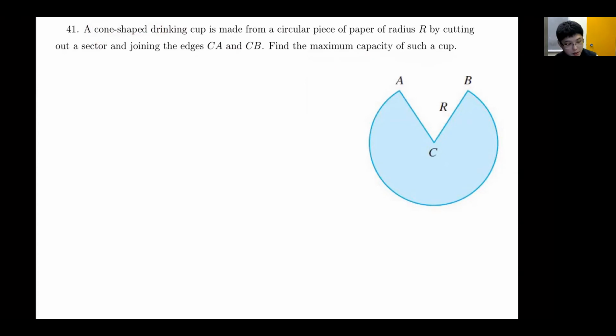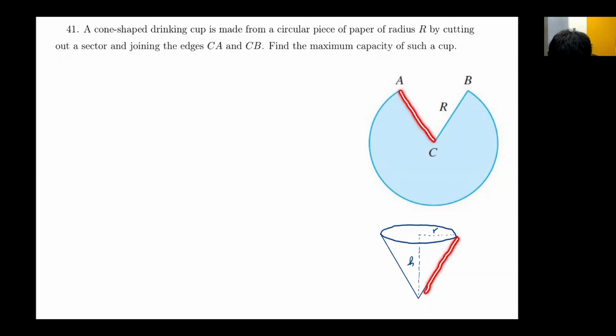All right, so to understand the situation, let's first draw a picture. So let's say this is the resulted cone-shaped cup we obtained by attaching CA and CB. So then we need to actually figure out the important dimensions of the cone. So namely, we need to know the height, and we also need to know the radius of the base. All right, so how do we obtain this information? So first thing we should note is the following. So first, this AC over here will be the same as this length over here.